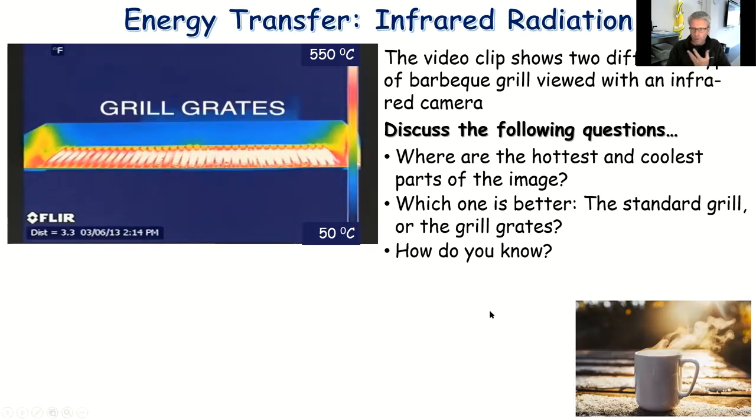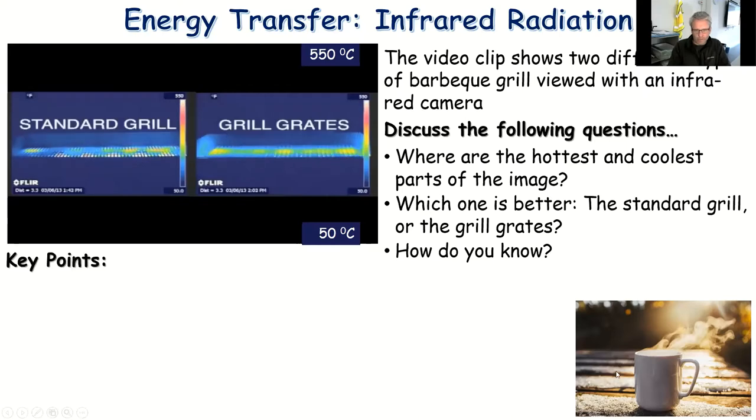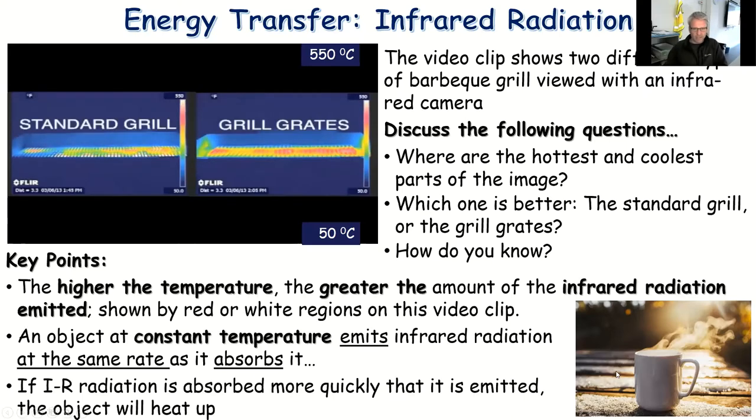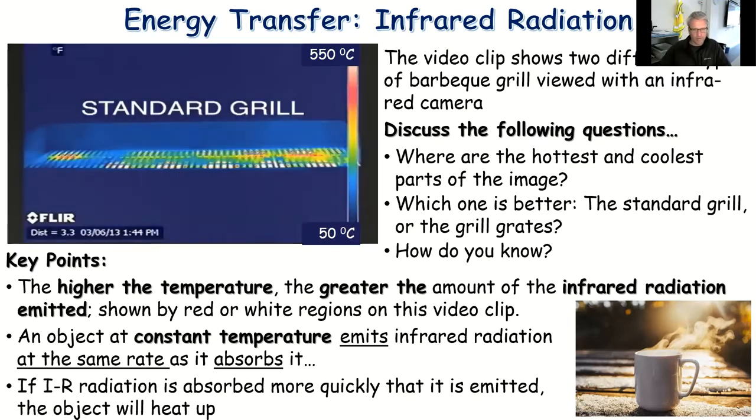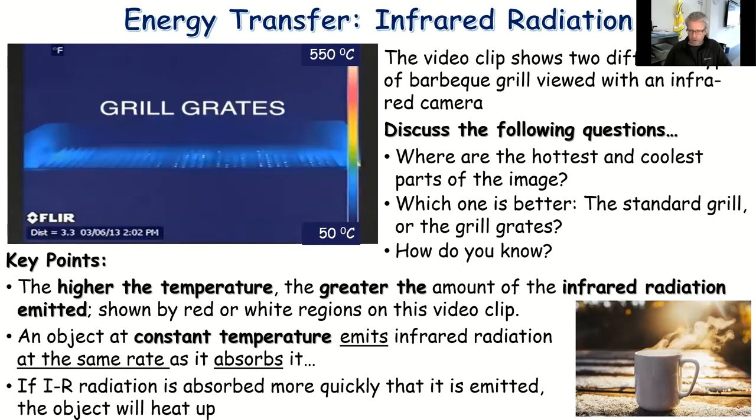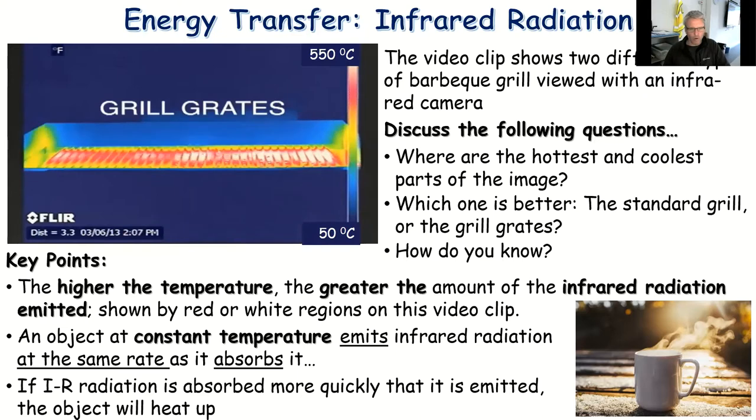Right, so what are the implications of this? Well, the key points that we can get here are these. First, the higher the temperature, the greater the amount of infrared radiation that is emitted. So you can see that the grill grates get to a higher temperature and will cook better because you've got more radiation being emitted there. And so that's a really important thing. The hotter something is, the more infrared radiation it emits.